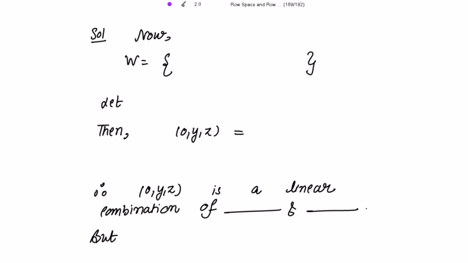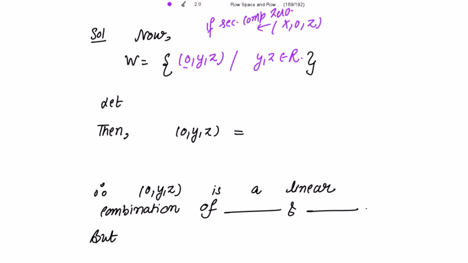Now it is given that the first component is 0. That is, the elements present in W are of the type (0, y, z), such that y, z belong to the reals. If the second component is 0, then the element becomes (x, 0, z). And if the third component is 0, then the element becomes (x, y, 0), such that x, y belong to R, right? So this is how you have to take the elements for W.